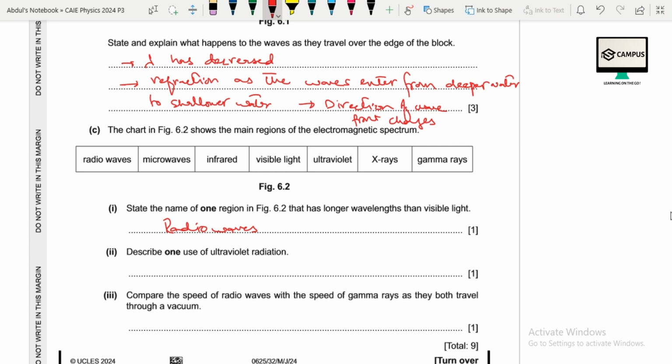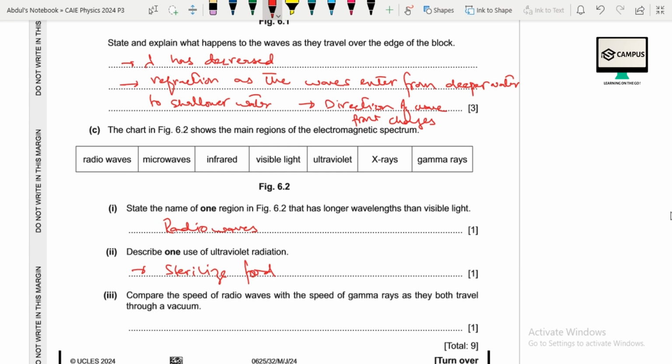Now describe one use of UV radiations. We can say one use could be to sterilize food, or we can also say another use could be to highlight defects in currency notes or to identify forged currency notes.